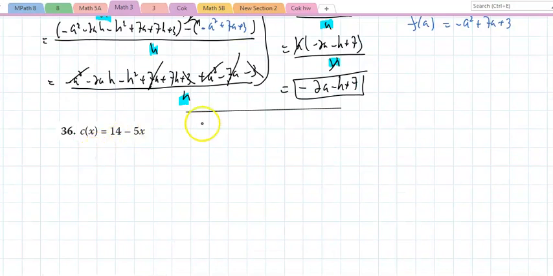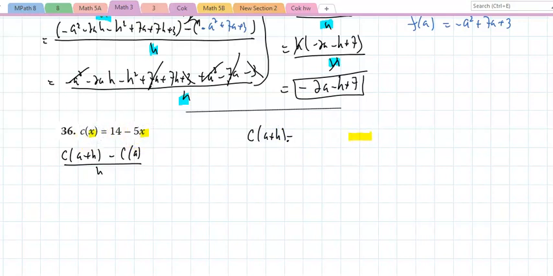36 is next. And again, if I want to find C of a plus h minus C of a over h, I need to figure out what those are. So I'll go on the side and say, okay, well, let's see. What is C of a plus h? Here, the C function, this could be cost, this could be many things, only depends on one unknown. So the 14 is there, minus 5, and x would be replaced by a plus h. So the lower the degree is, the quicker you can get this. That's minus 5a minus 5h.